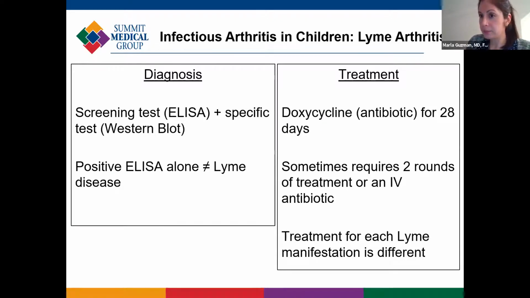If the Western blot is positive, then at that point, I would start treatment for the Lyme arthritis, which is doxycycline, an antibiotic, for about a month. Sometimes it doesn't go away after a month, and it may require 2 rounds of treatment or maybe IV treatment with something called ceftriaxone. But like I said, each Lyme manifestation is different and requires different treatment. So specifically for Lyme arthritis, this would be the treatment.